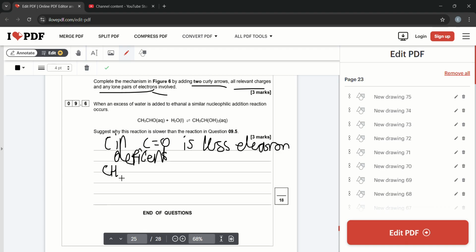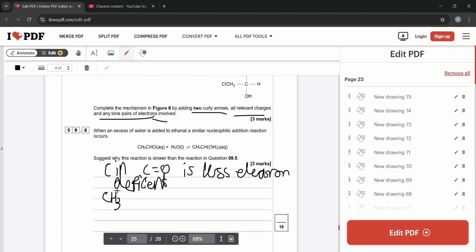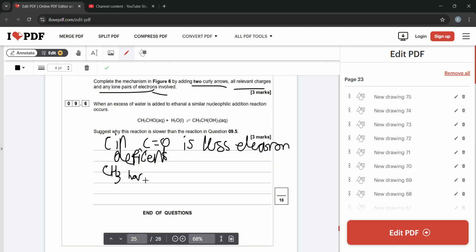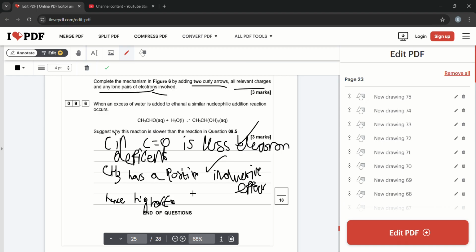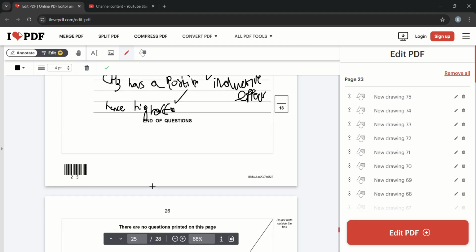And why? Because it has a CH3 group attached, and this CH3 group has a positive inductive effect, hence higher activation energy, EA. So this carbon C double bond O is less electron deficient as CH3 has a positive inductive effect, therefore a higher EA, higher activation energy, therefore the reaction will be slower. And that's the end of question 9.